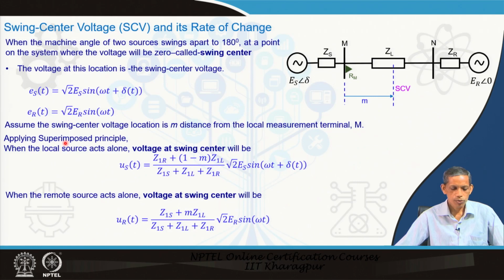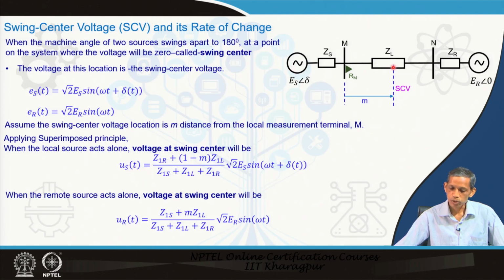Now, we will apply the superposition principle, applying each source one by one after the other. So, with the first source Es being there, we find the voltage at the swing center, m distance from this RM relay.